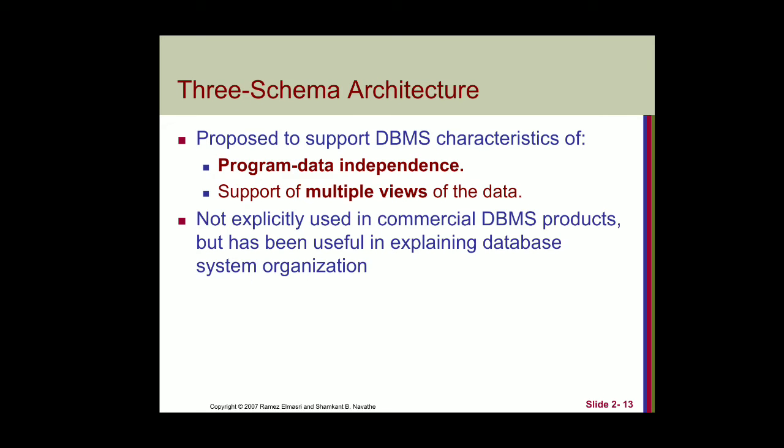Then we will look at the 3 schema architecture. Why it was proposed is that it was proposed to support DBMS characteristics. We have seen the 4 characteristics of the database. Out of these, the 3 schema architecture supports 2 characteristics. First is program data independence, and the second is support of multiple views of the data. Program data independence means if you are changing the content of the data, there is no need to change the program. If you are changing the program, there is no need to change the data content. So that is program data independence.